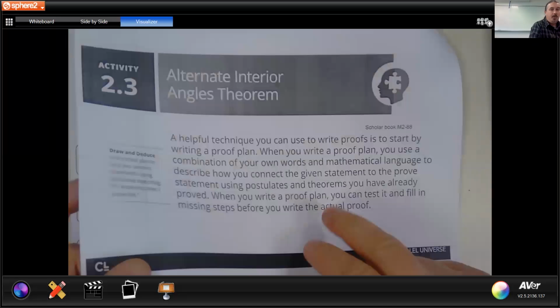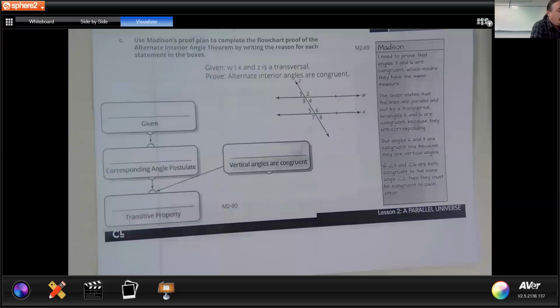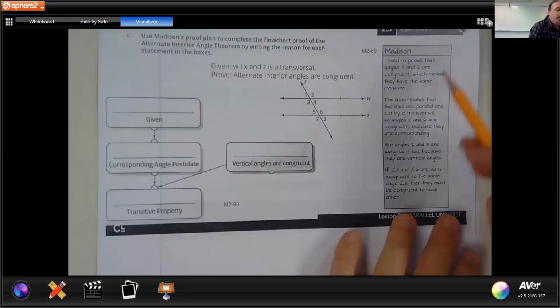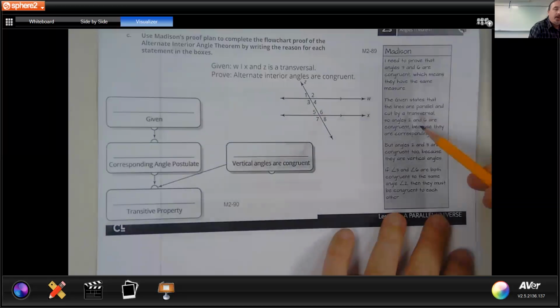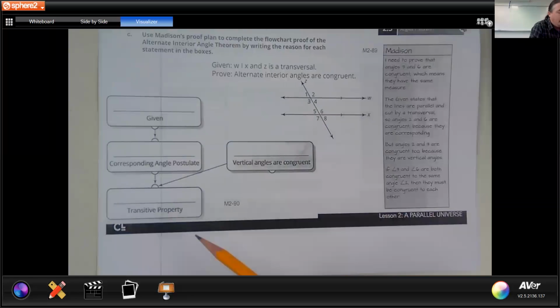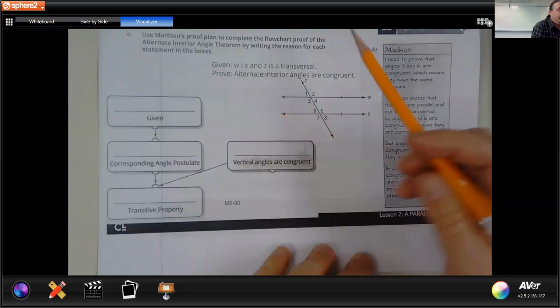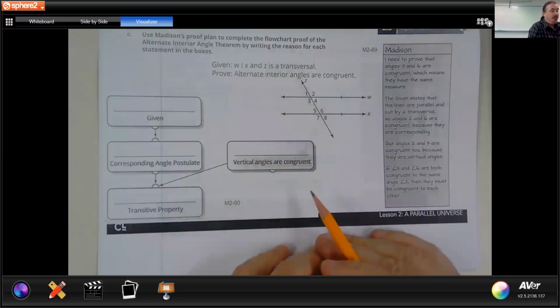If you remember, the side work was in the form of flowcharts. So you can use Madison's technique if you want on the Nearpod. Go ahead and do that, or come up with a totally different way of doing it. I'm okay with that. But what are we going to do here? We know that W and X are parallel because that's what that notation means, and Z is a transversal. You have to establish that in your proof.